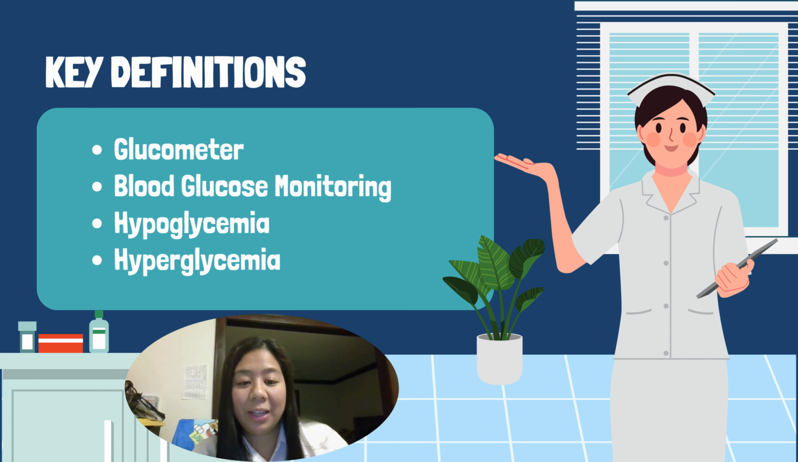So let's briefly discuss the definition of the key terms. First, glucometer. A glucometer is also known as a blood glucose meter. It is a medical device that's used to measure the amount of glucose, or blood sugar, in a blood sample. It is primarily used by individuals with diabetes to monitor their blood sugar levels and manage their condition effectively. By providing real-time glucose readings, a glucometer helps people with diabetes make informed decisions about their diet, their medication, and physical activity.